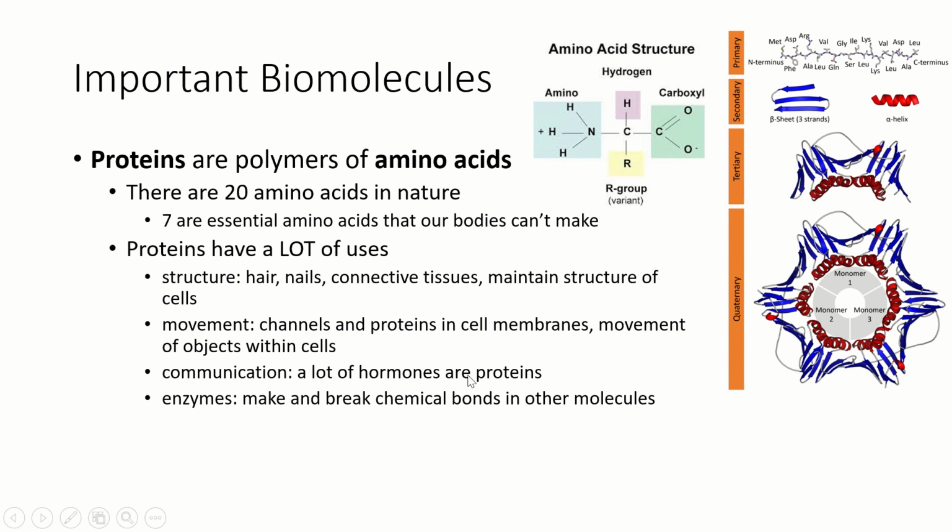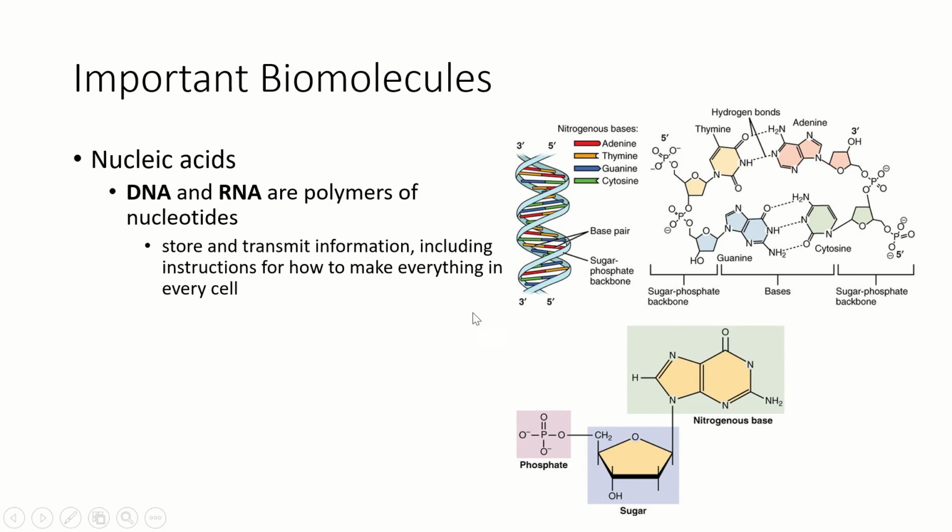Hormones, lots of hormones are proteins. They're going to be really important for signaling from one cell to another cell a long distance away. And then enzymes that make and break chemical bonds in other molecules. All enzymes are proteins. So proteins are an incredibly diverse and important group of molecules. They all come down to being a strand of amino acids, being a polymer of amino acids.